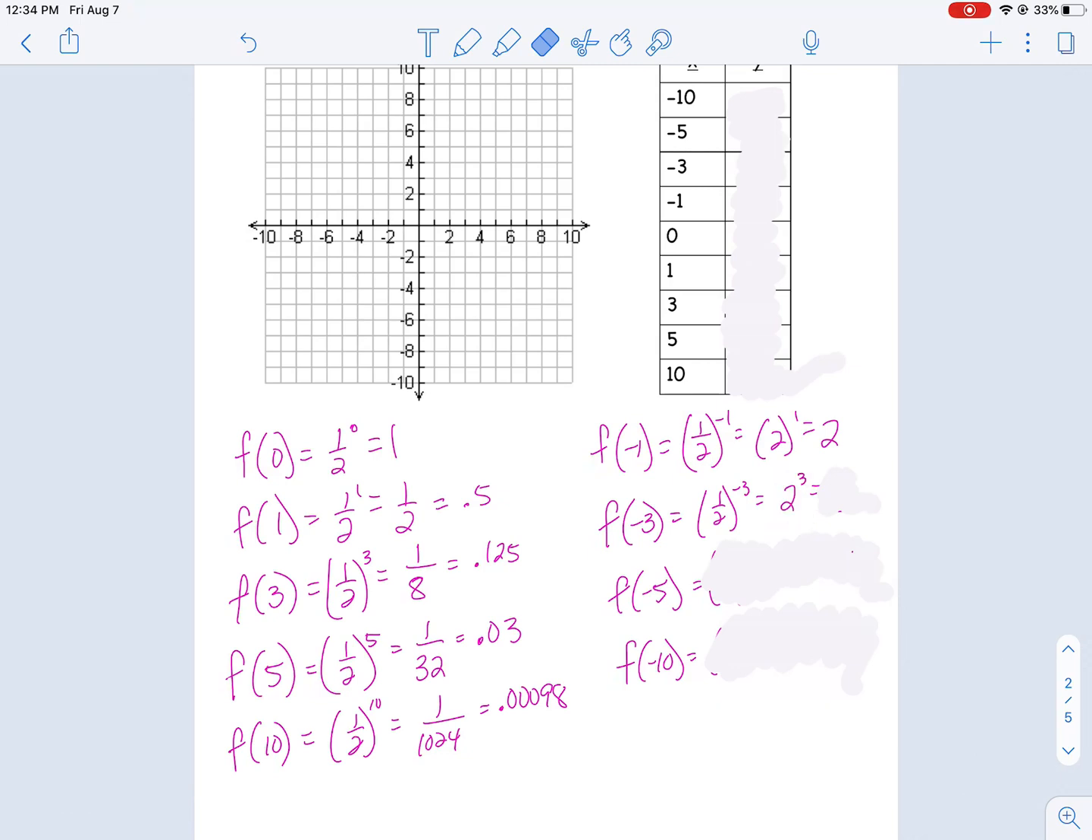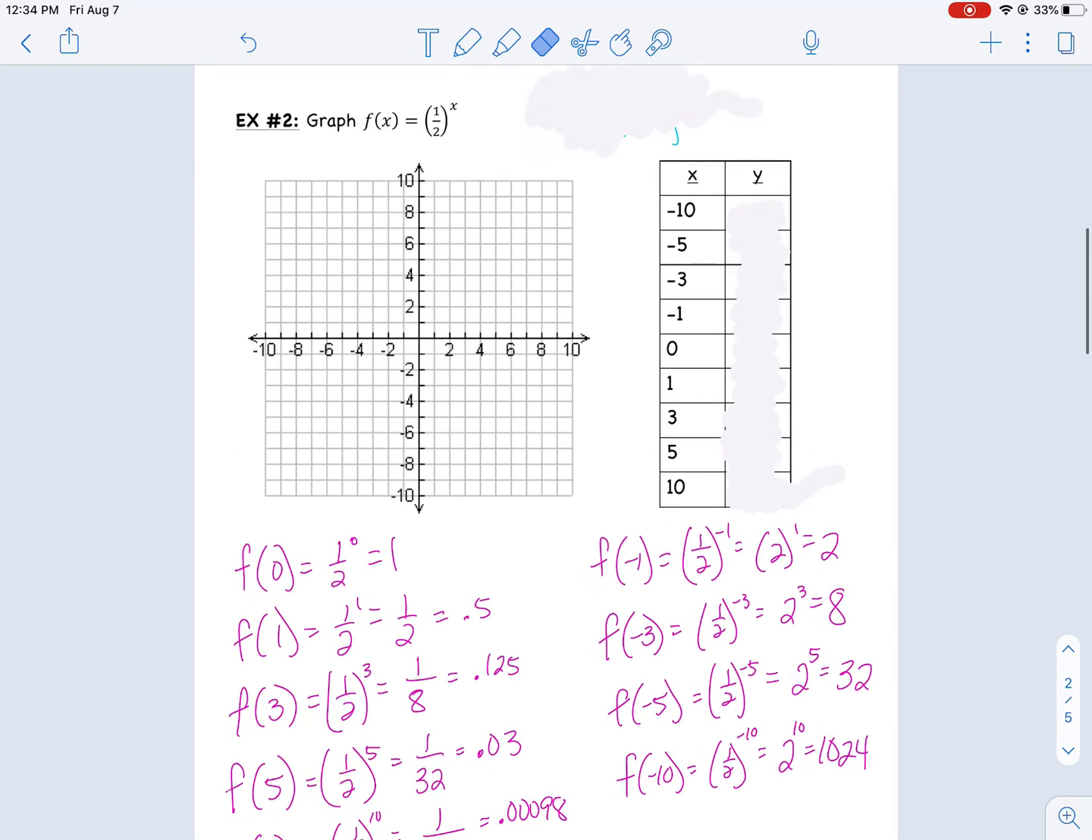I'm going to do the same thing with my -3. I'm going to make it positive first by moving my numerator down and my denominator up, making that exponent positive, and end up getting 2 cubed, or 8. When I plug in a -5, I get 32, and when I plug in a -10, I get 1024. So then what happens when I go to graph all of these points?